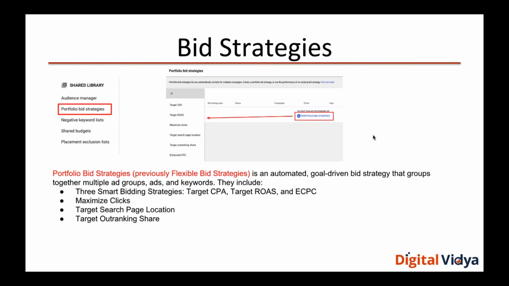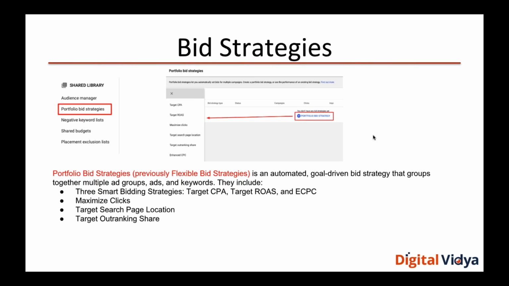Now, the other three options are pretty easy. Maximize clicks means if I select maximize clicks as my bid strategy, whatever daily budget I have set, it will try to set that kind of a bid which can help me get the maximum number of clicks on my ad.